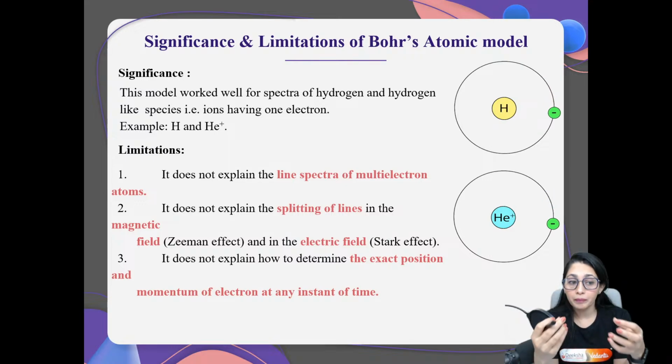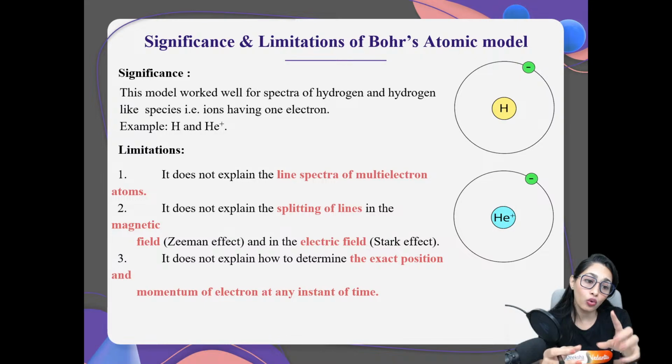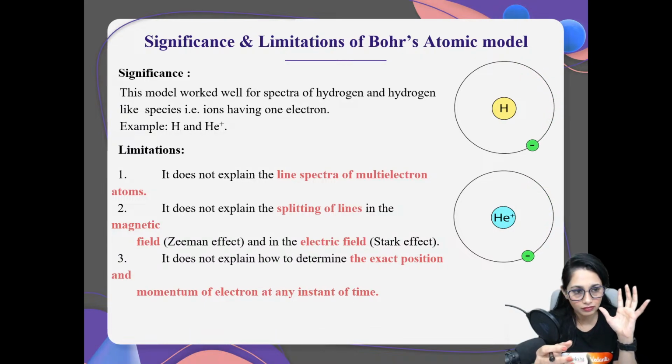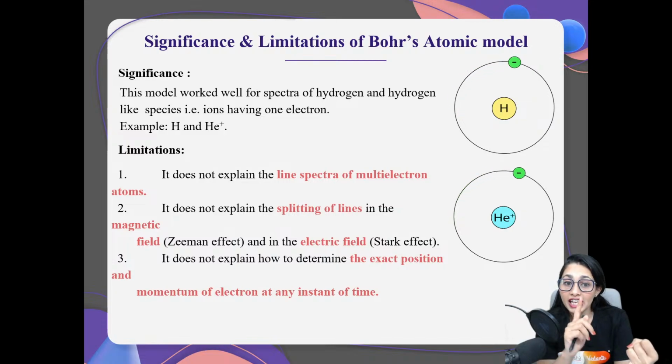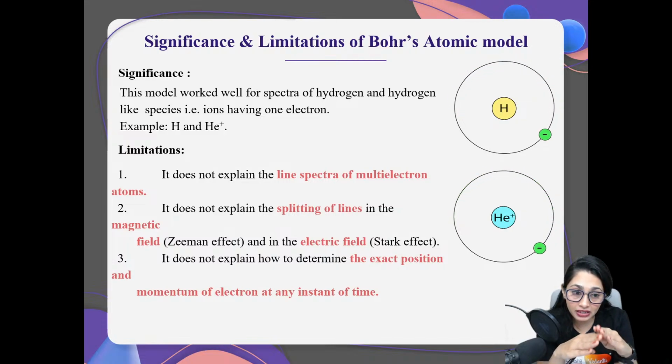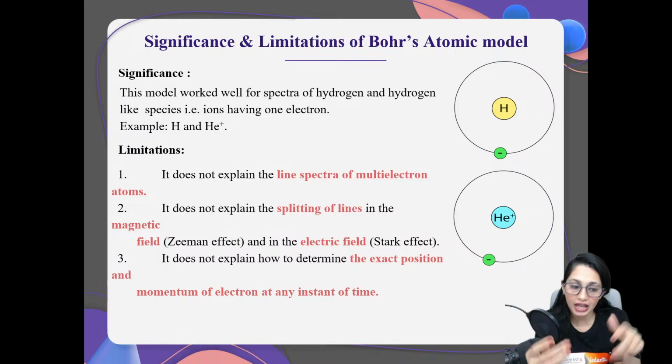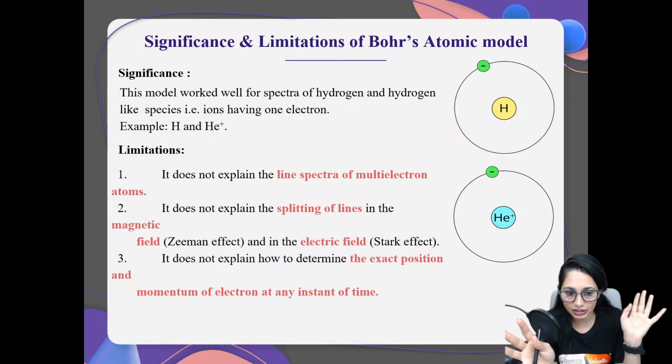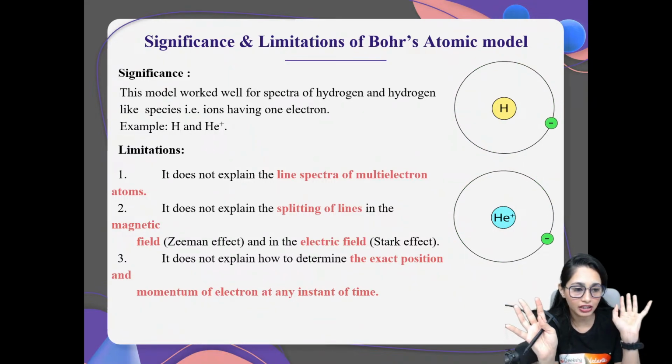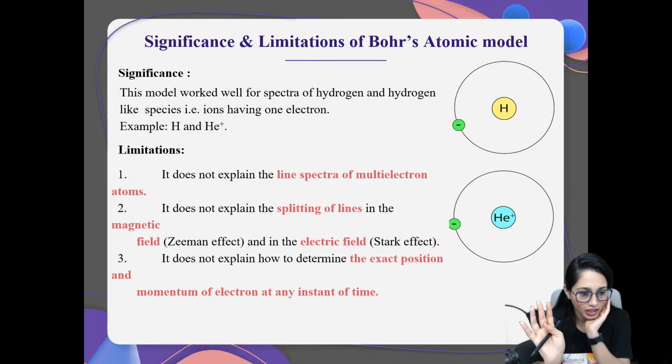It explains the atoms or elements which have only one electron. But what is the limitation? It could not explain the line spectra of multi-electron atoms. It could not explain these orbitals or subshells for higher elements, which have more than one electron.